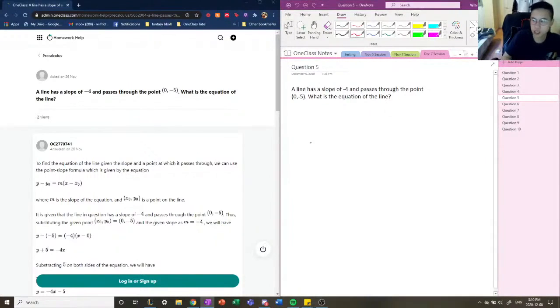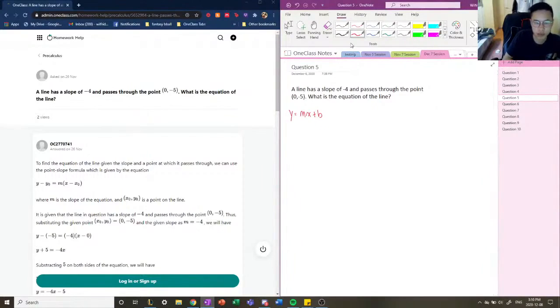The first method is by just using the standard equation of a line and going from there. The second method is by using the point slope formula. The standard equation of a line is y equals mx plus b. It could be plus or minus b, it doesn't really matter. m is the slope, b is your y-intercept, x is the independent variable, and y is the dependent variable.